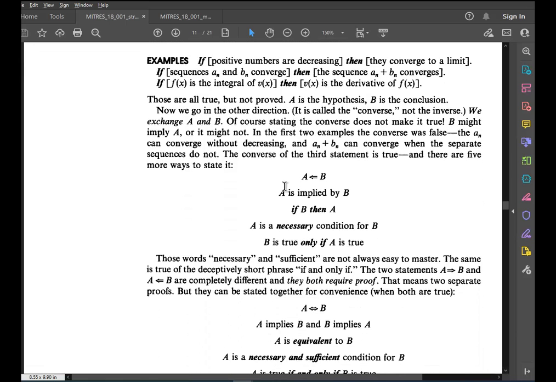Now you can also run this backwards. A is implied by B. And if B, then A. A is necessary for B. In other words, if A is not true, then B cannot be true. B is true only if A is true.